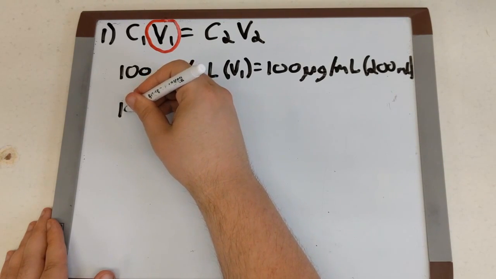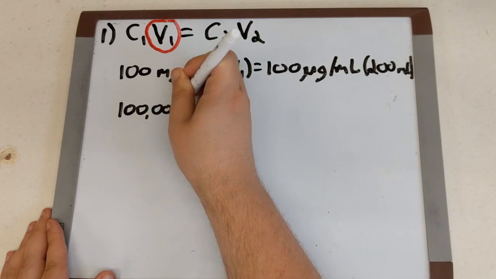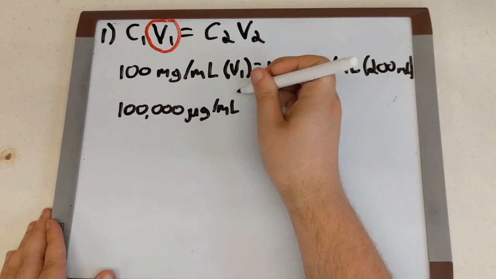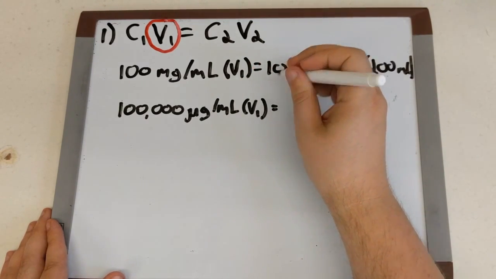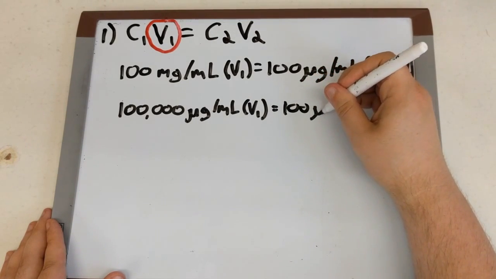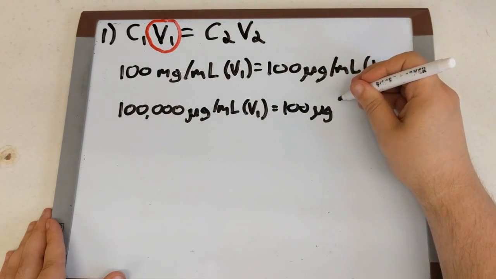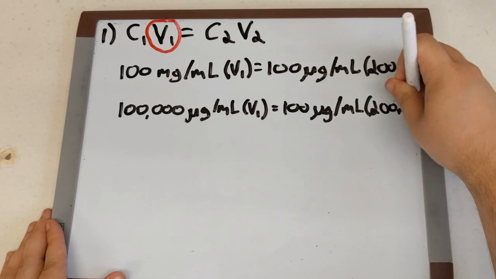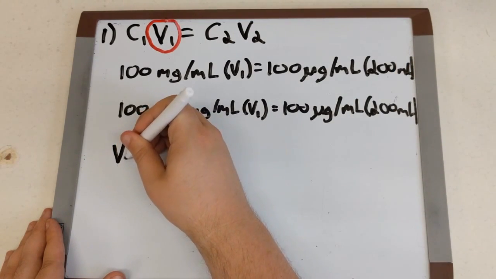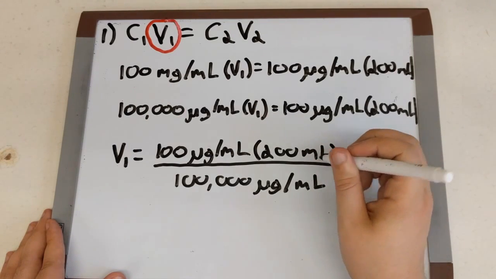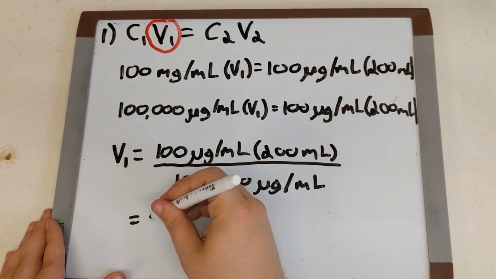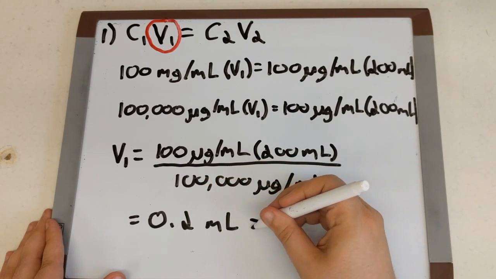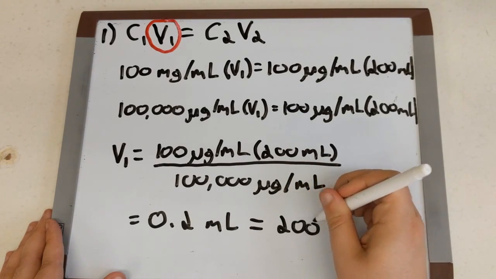Same as the first example, we need to convert so all the units are equal. So we have to convert 100 milligrams per milliliter to 100,000 micrograms per milliliter. The 200 milliliter volume is already in mils, so that's okay because everything else is in mils as well. After the units are all converted, again, it's basic algebra to solve for V1. We get a final V1 of 0.2 mils, which is also 200 microliters. So that's what we need to use to make our diluted solution.